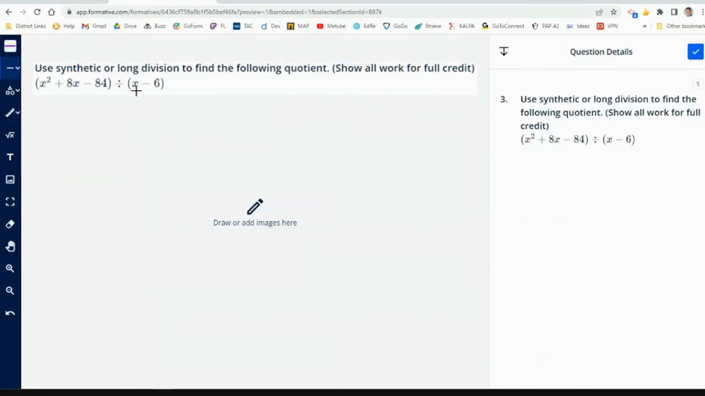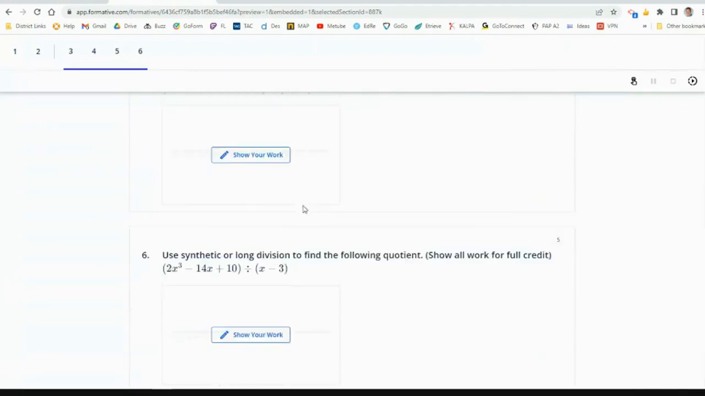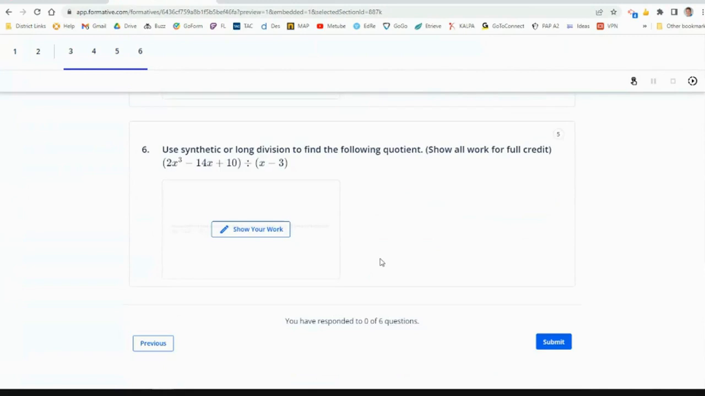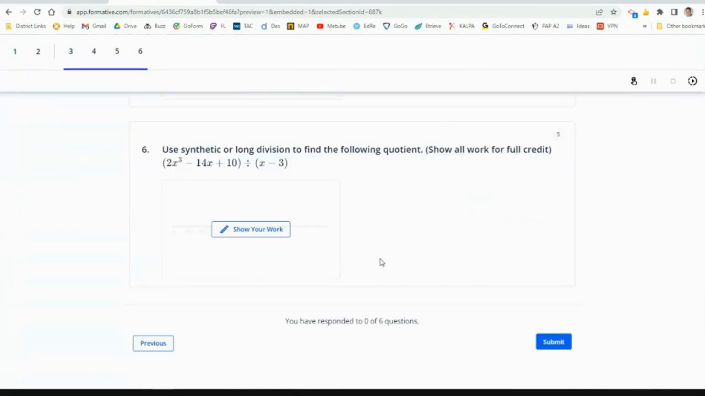So these x minus 6, right? So that means you're going to use the 6 and divide it into the coefficients of that right there. Divided by x plus 5, divided by x plus 3, and x minus 3. So they're all possible to do with synthetic division. All 4 of these. Your choice. So you can do that however you like. So that's it. But if you have any questions, you can email me.